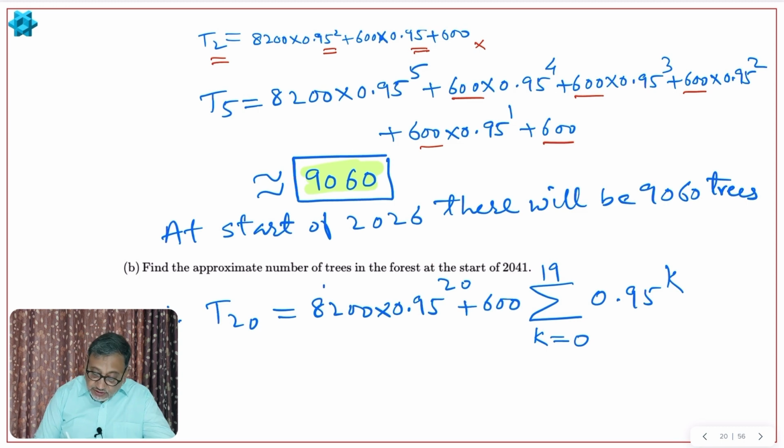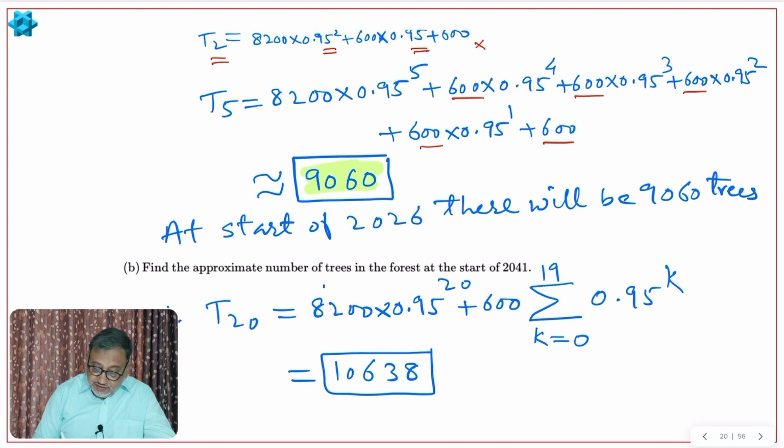Okay, this will give me the answer 10637.7. So 10638 will be the number of trees in the forest. Okay, I hope you understood this question, right?